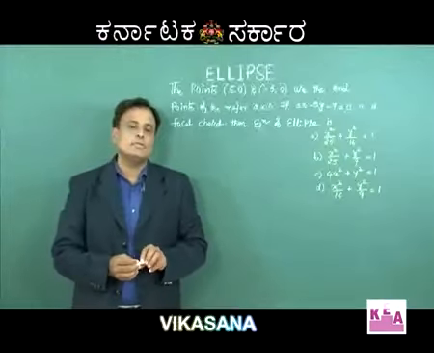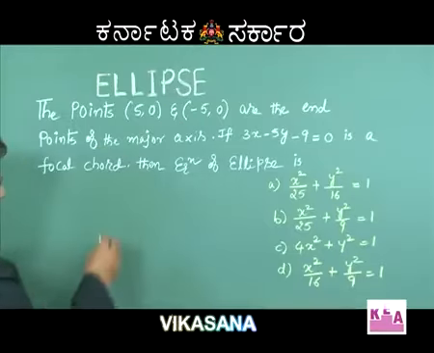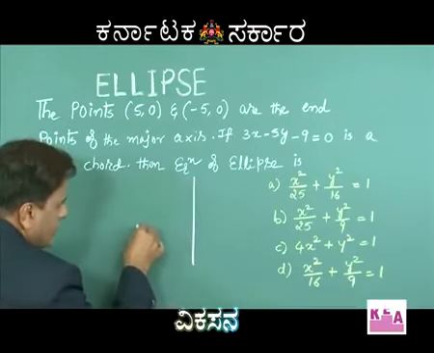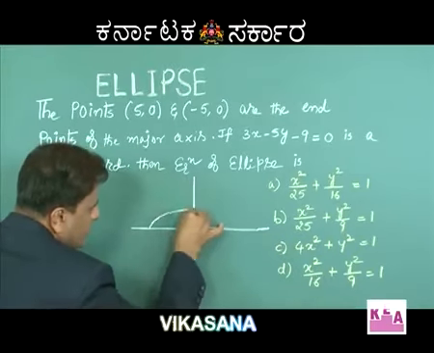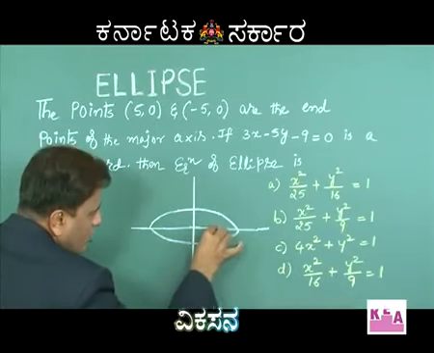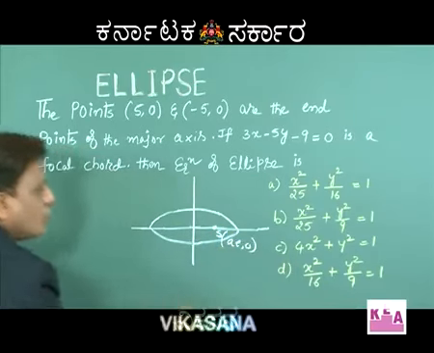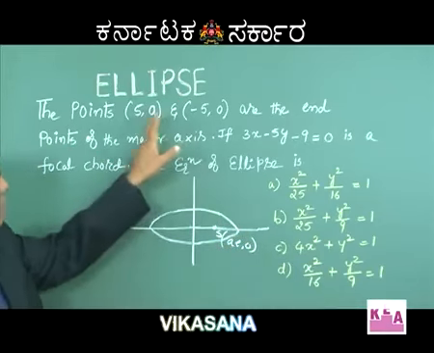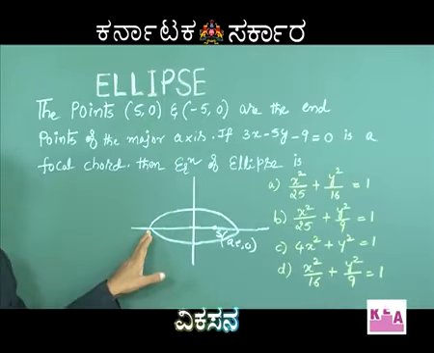Before solving this example, please draw a small, very rough figure. Of course, we can solve this example without a figure also. So remember this is the ellipse. Here the focus, we know that the focus is (ae, 0), and the ends of the major axis, this end is 5, 0, this end is minus 5, 0.